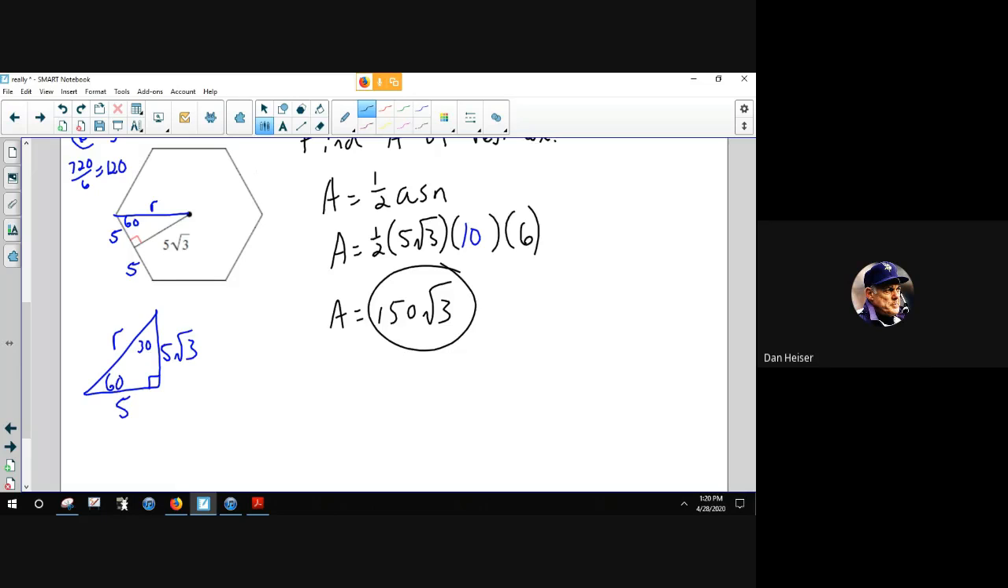Now, do you always get a 30, 60, 90 triangle? No. With an equilateral triangle, you will. With an equilateral triangle, the 30 and the 60 will be flipped. With a square, no. You get a 45, 45, 90. With a hexagon, you get a 30, 60, 90, and that's it. All other regular polygons will not be a special right triangle. So what do you do in that case?